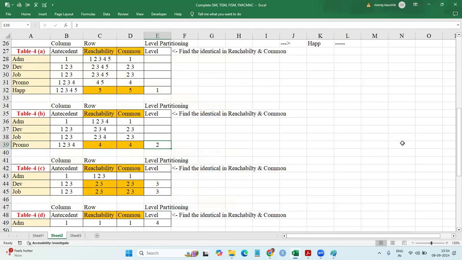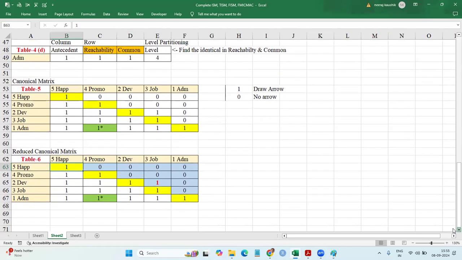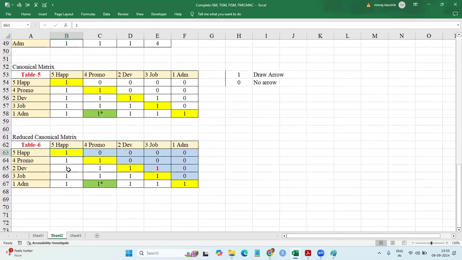Now going ahead, table number 6. Probably this is our last table. From here, now see the second rule. Let me write the rules once again here. The rules are, number 1, no backward arrow. Rule number 2, there can be arrow on same level.